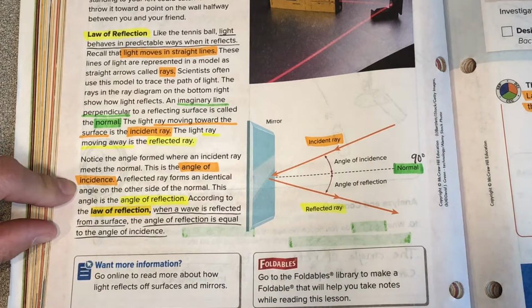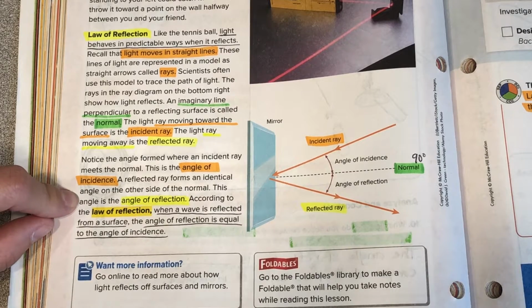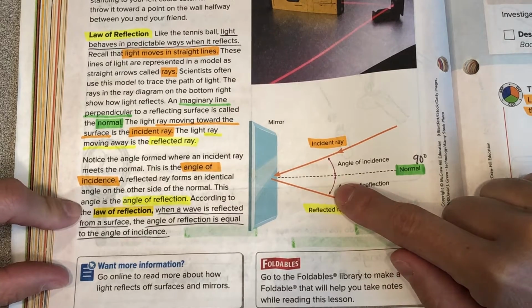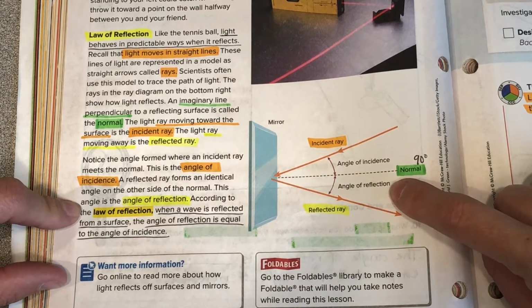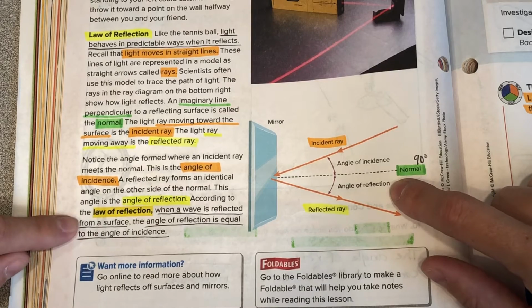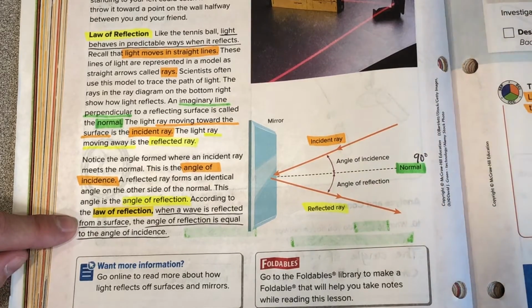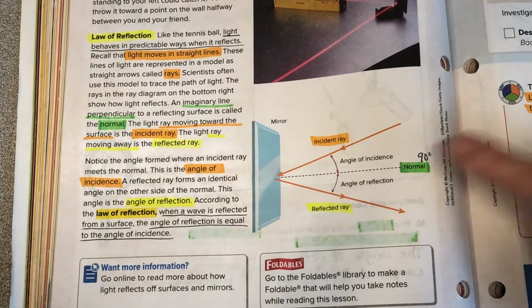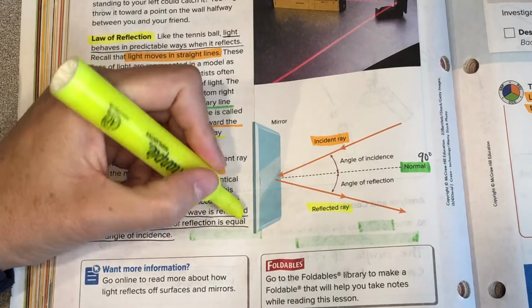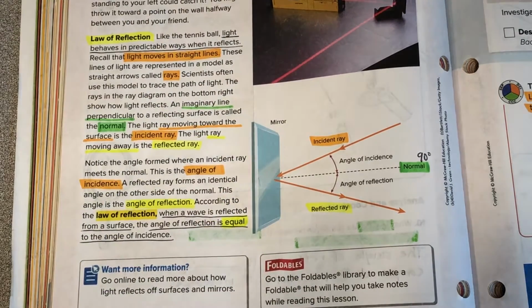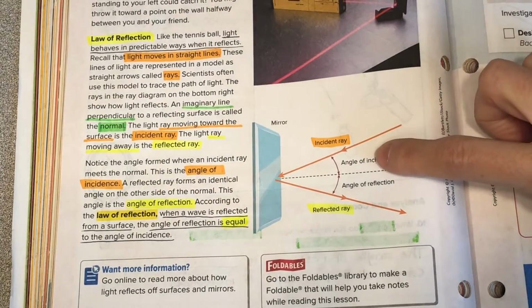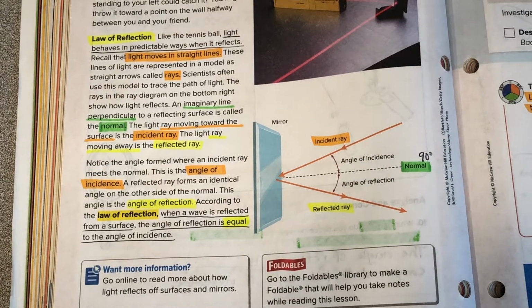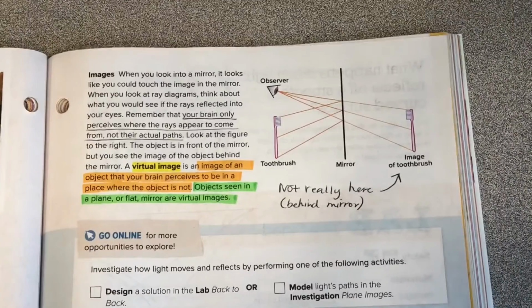A reflected ray forms an identical angle on the other side of the normal. This angle is the angle of reflection. According to the law of reflection, when a wave is reflected from a surface, the angle of reflection is equal. I want to highlight that word, equal. Equal to the angle of incidence. So this angle is going to be equal to this angle. Very important.